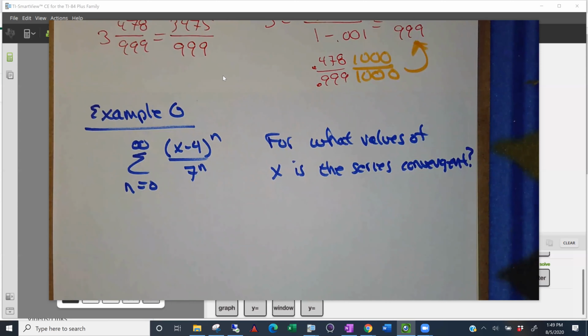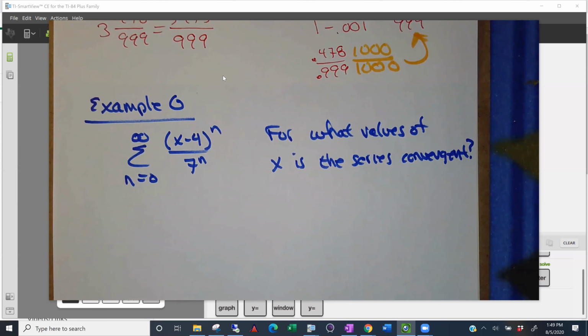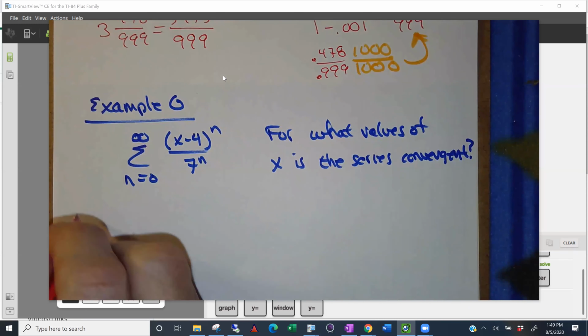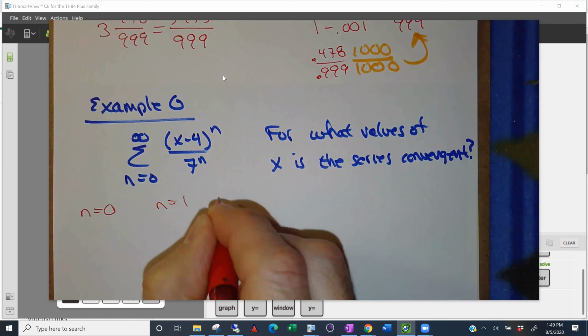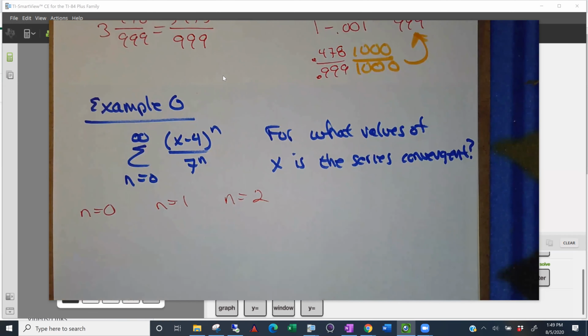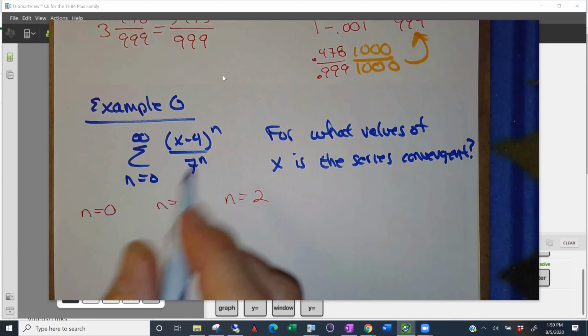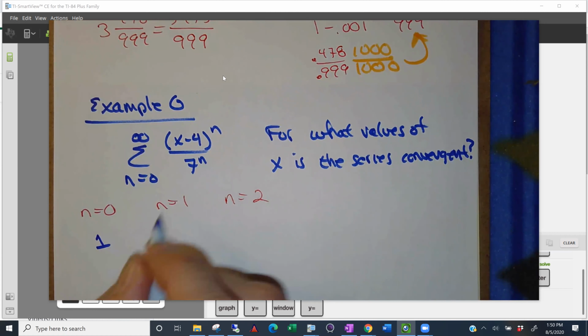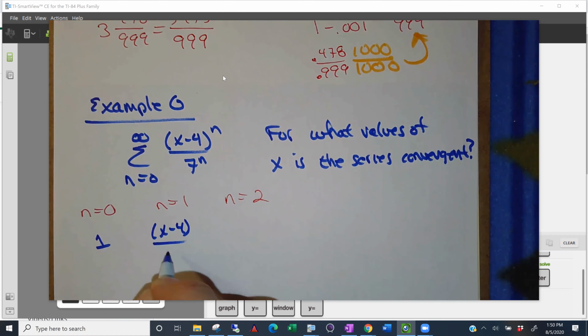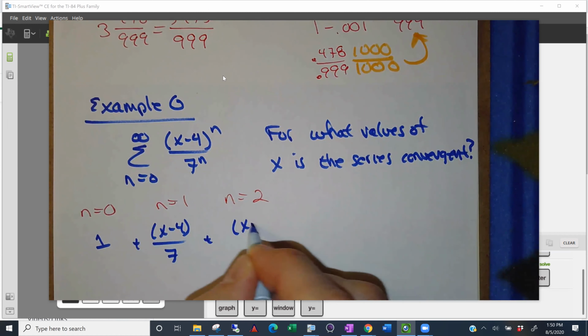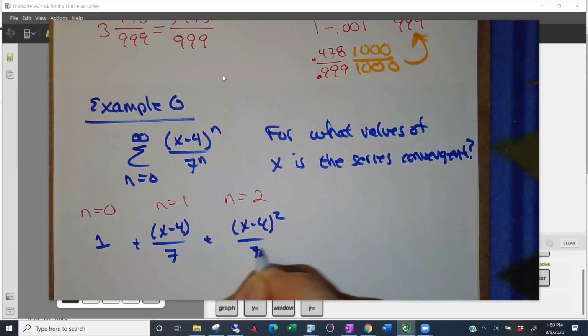Well, let's take a look at a few terms in this series and try and get a handle on what this means. So I'll write out maybe 3 or 4 terms, n equals 0, n equals 1, n equals 2. I think I'll get bored there, so we'll just do 3 terms. At n equals 0, let's just cut to the chase. Anything to the 0 power is 1. At n equal 1, I got x minus 4 over 7. And then at n equal 2, it's x minus 4 squared over 7 squared, and so on.